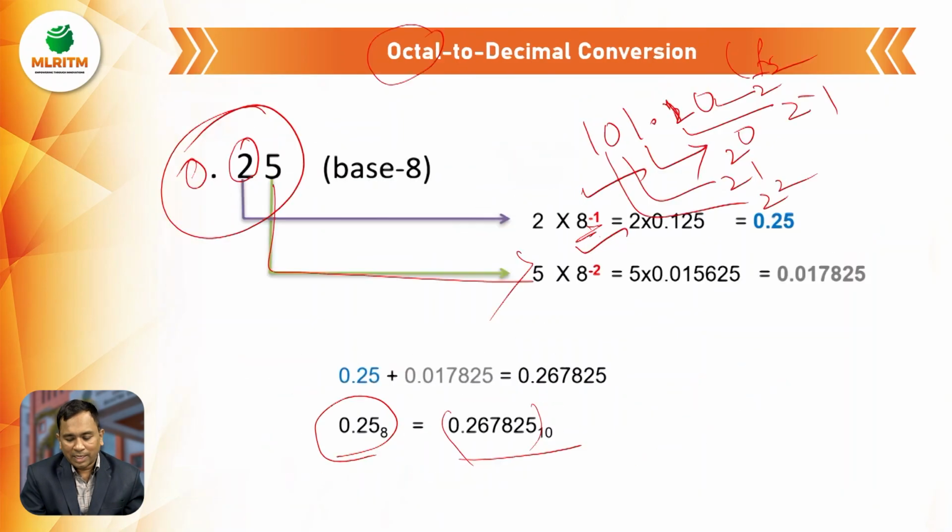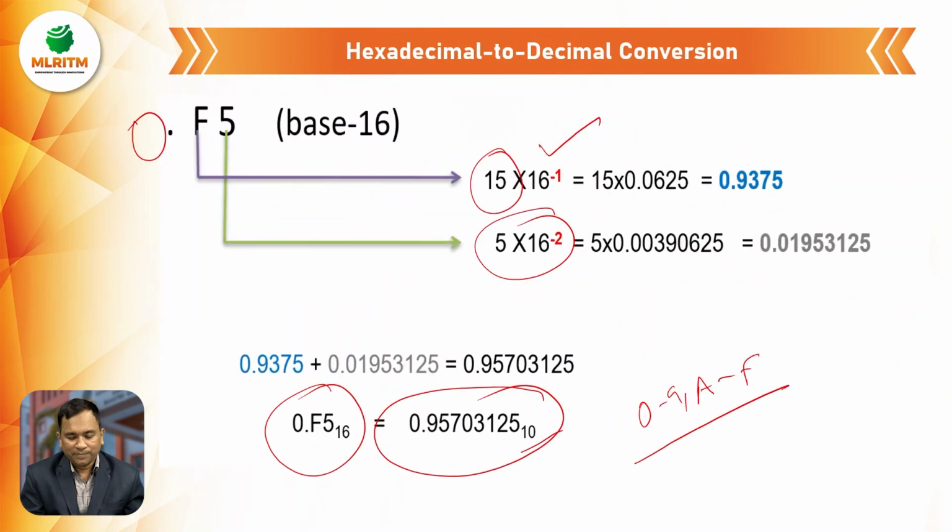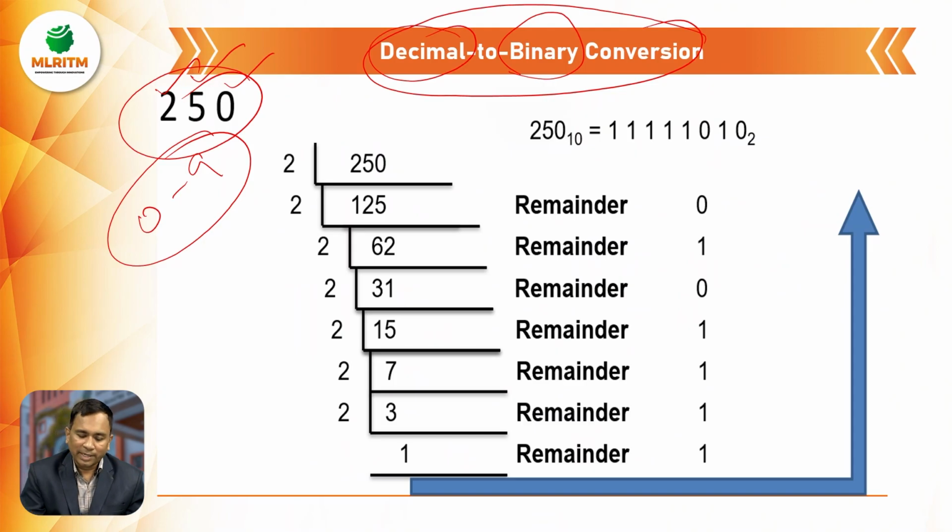Until now, for number conversion I was using multiplication factors: 2 powers and 2 power minus 1s, 8 powers and 8 power minus, and 16 powers and 16 power minus. But in decimal to binary, I'm going for the dividing factor. My input is 250 and my output is in binary format. So for decimal to binary, my input 250 is divided by 2.